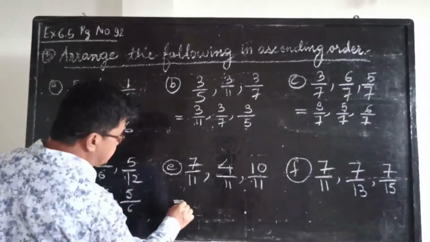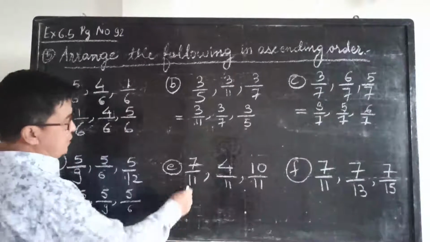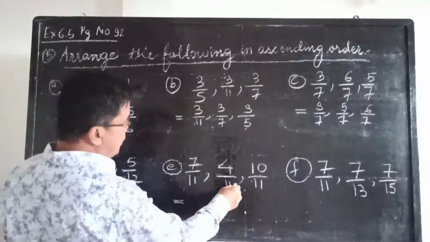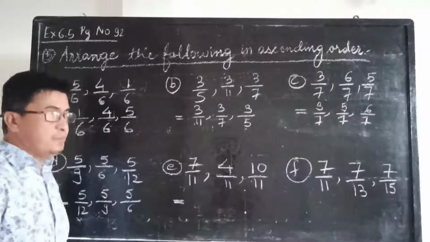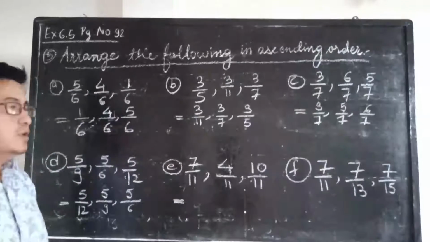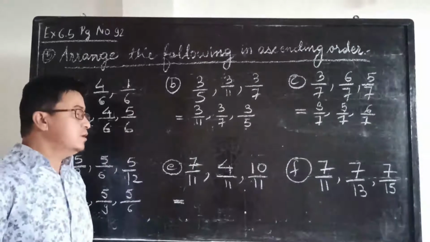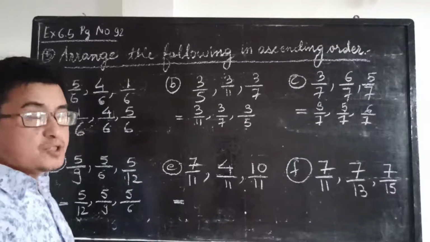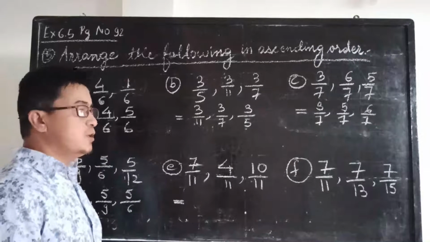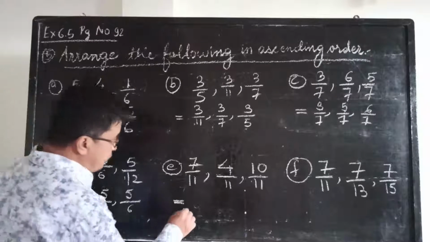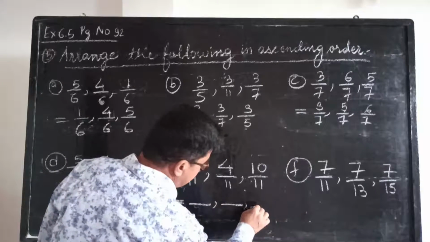Now E. Here 7 upon 11, 4 upon 11 and 10 upon 11. Here the denominators are the same and the numerators are different. So the fraction having the smallest numerator will be the smallest and the fraction having the biggest numerator will be the biggest. So we will write the denominator first.